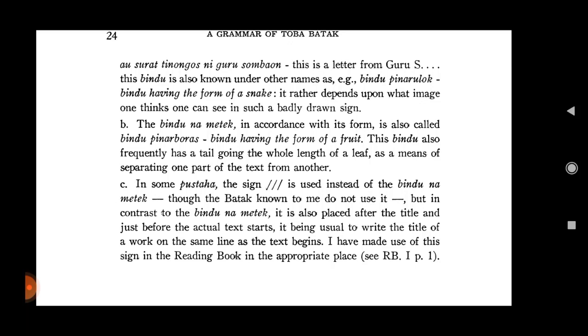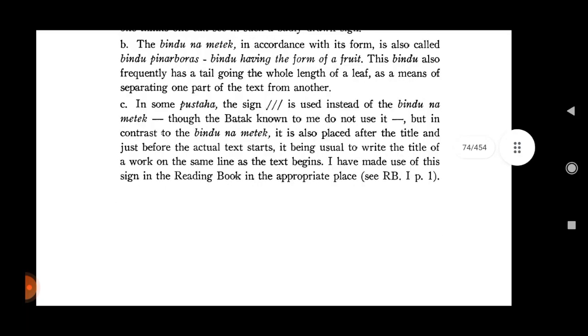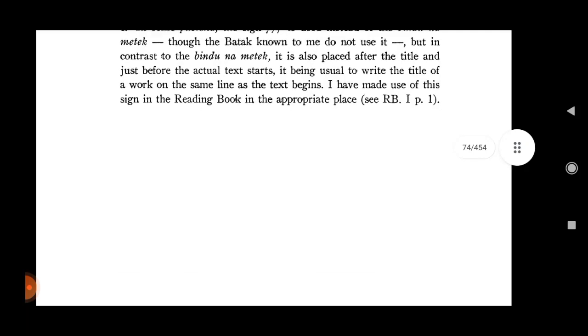In some pustaha, the sign is used instead of the bindu nametek, though the Batak known to me do not use it, but in contrast to the bindu nametek, it is also placed after the title and just before the actual text starts, it being usual to write the title of a work on the same line as the text begins. I have made use of this sign in the reading book in the appropriate place. See RB 1P1.